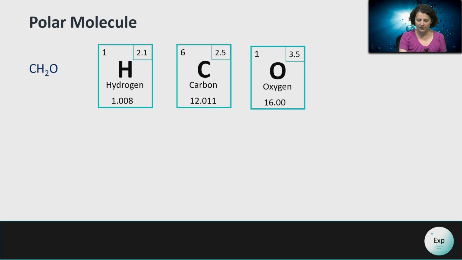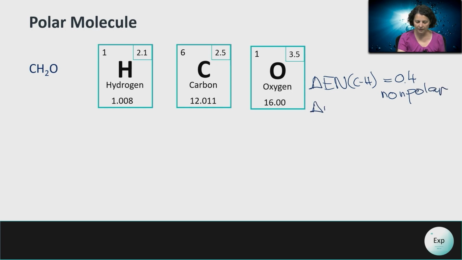And we can determine the electronegativity values here. The electronegativity difference between carbon and hydrogen is 0.4. It's 2.5 minus 2.1, giving us 0.4, making those two bonds nonpolar. And then we look at the electronegativity difference between carbon and oxygen. It is 1.0, making the carbon-oxygen bond polar. So we have at least one polar bond, making this potentially polar.